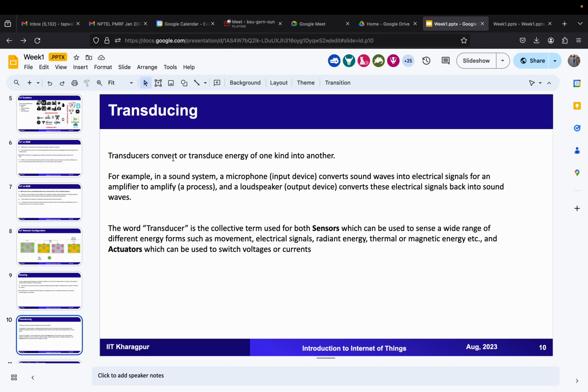Now a transducer converts, or transduces, energy of one kind into another. For example, in a sound system, a microphone converts sound waves into an electrical signal for an amplifier to amplify, and a loudspeaker converts these electrical signals back to sound waves. So basically the word transducer is the collective term used for both sensors as well as actuators.